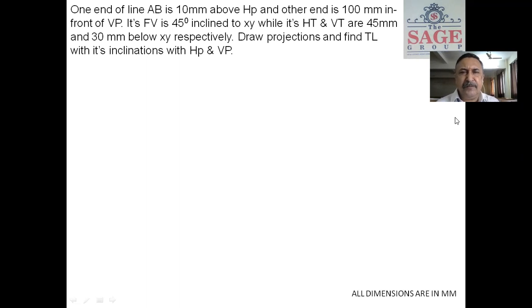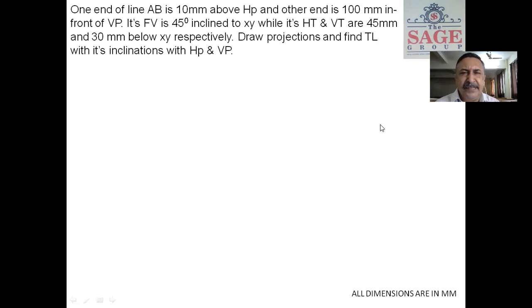See the problem carefully. One end of the line is given, and the other end of the line is also given. The front view is inclined 45 degrees to XY, and its HT and VT are 45 mm and 30 mm below XY. So this is another feature added today. Now we are going to solve problems of traces. When traces are given, how do we solve the projection of a straight line? So let's start the problem.